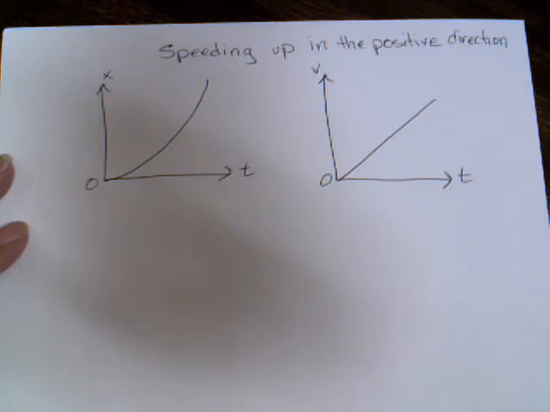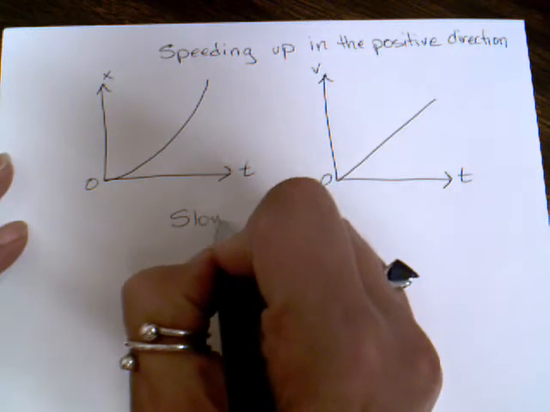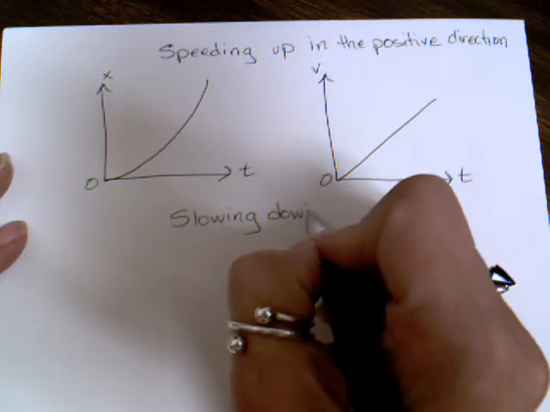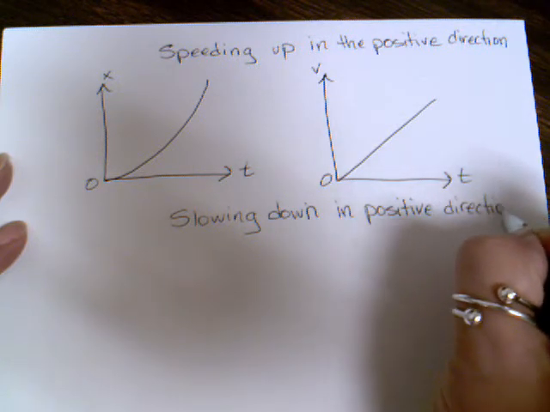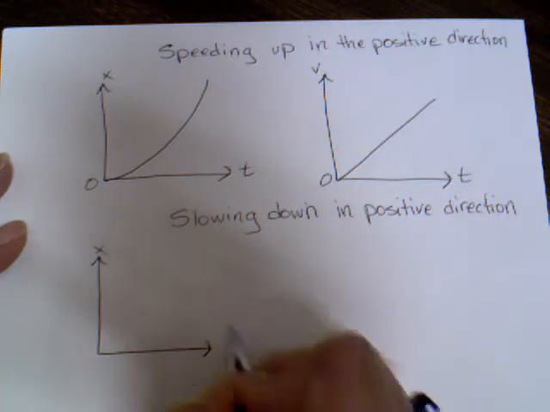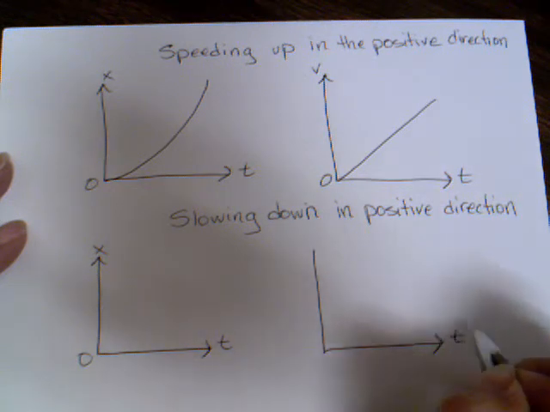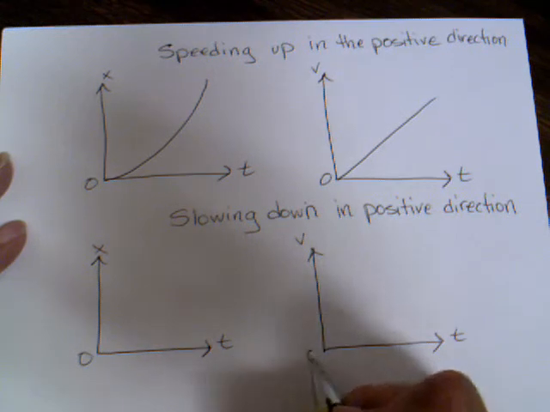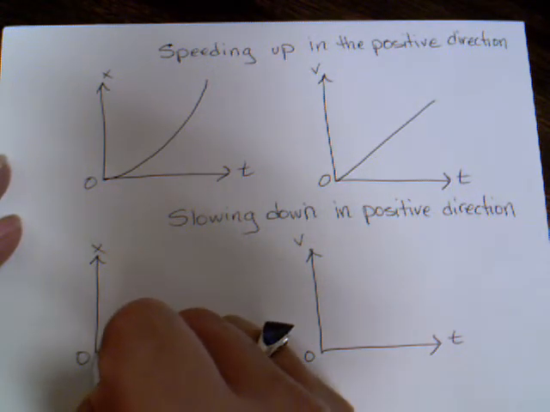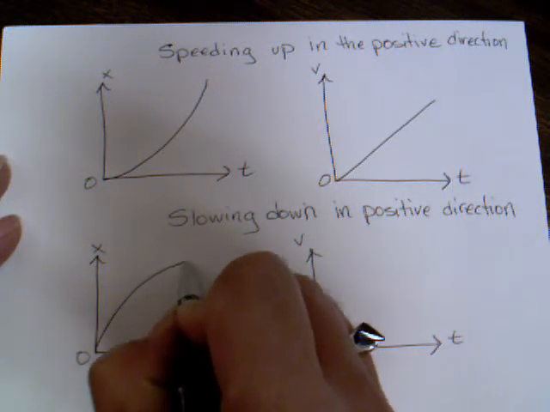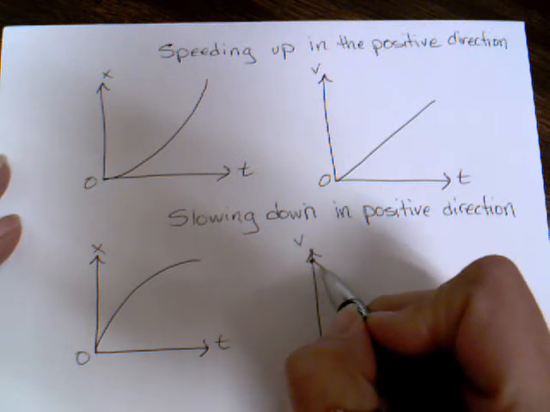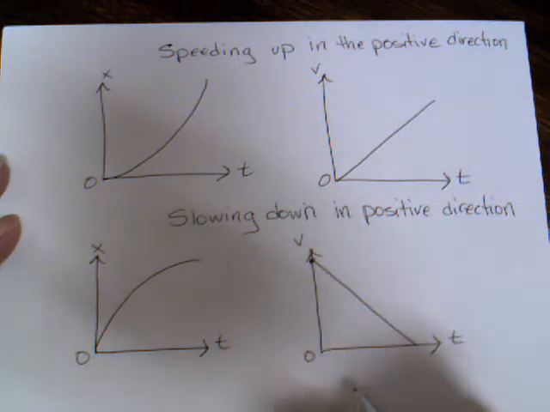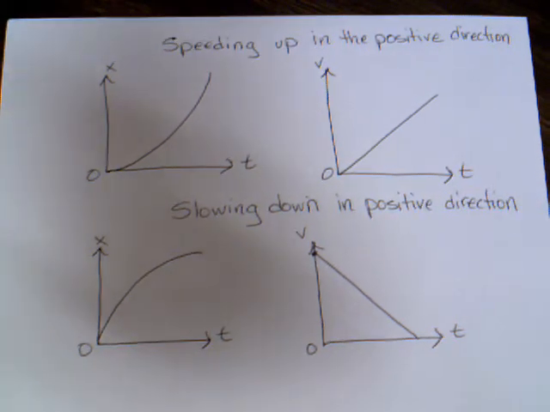The next two graphs, slowing down in the positive direction. Alright, now your curve. Anytime you have acceleration on a position time graph, you're going to have a curve. Slowing down is going to look like that. Your velocity time graph is going to start on the 0 line for velocity, and it's going to slow down to 0. Slowing down in the positive direction.